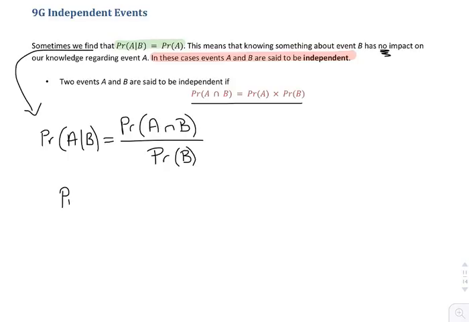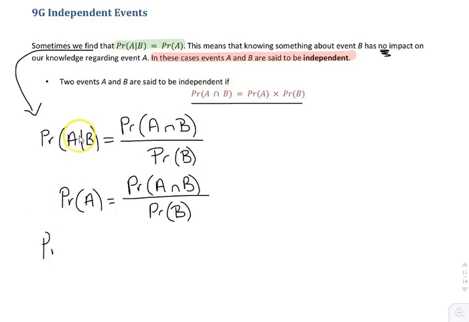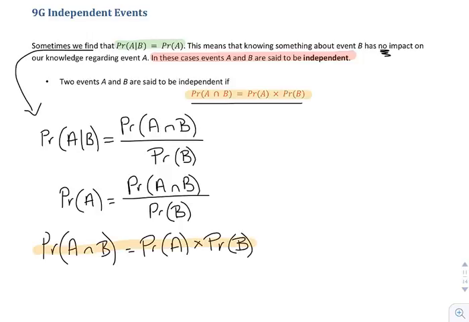Because we know that the probability of A given B is equal to the probability of A, we can replace that A given B with the probability of A, because we have this property up the top. And then if we multiply both sides by the probability of B, what we end up with is the probability of A intersection B is equal to the probability of A times the probability of B, which is exactly what we've got in this formula here.